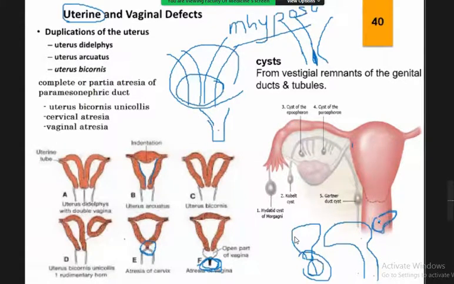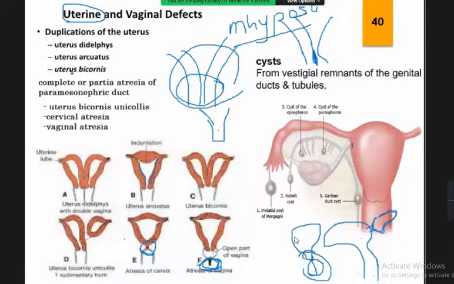So this rudimentary horn might either connect, or it might not connect at all, or it might connect and it's patent, or it attempts to connect, but the horn itself is not patent.